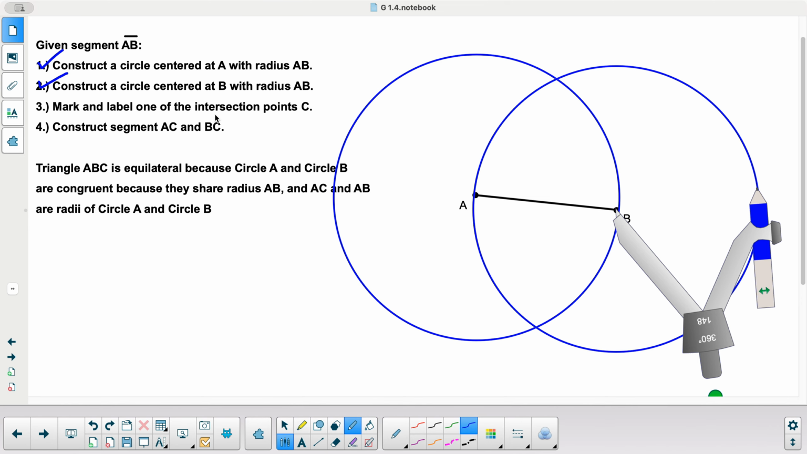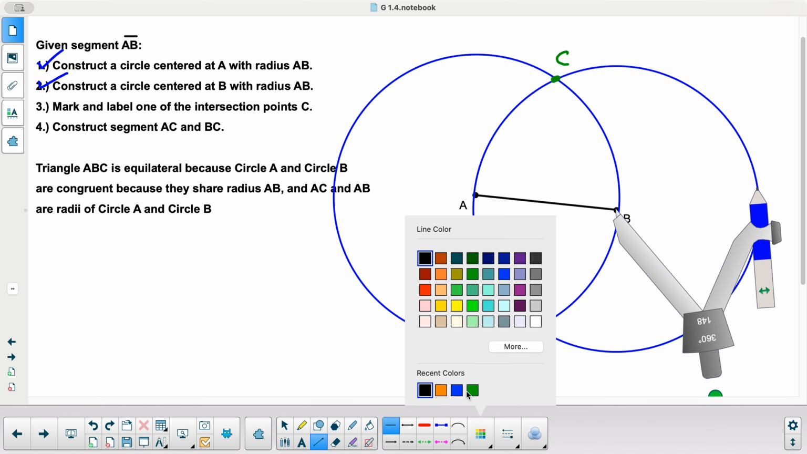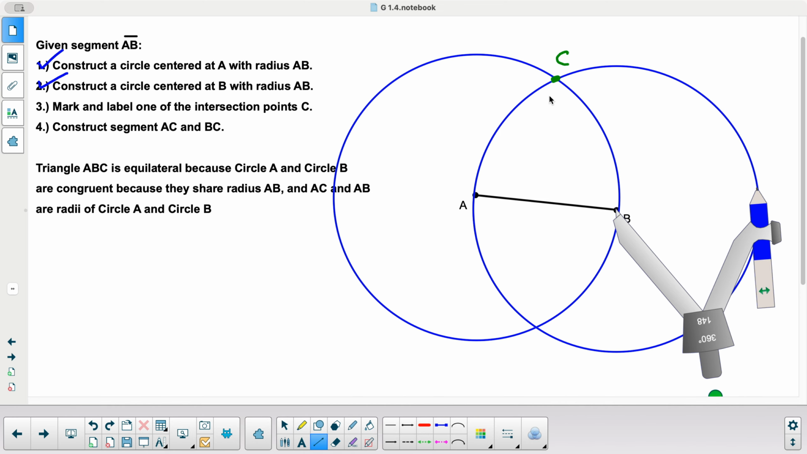Mark and label one of the intersection points C. So either intersection point. I'll go up here. I'll call this point here C. So this is similar. Yesterday, in the last lesson, we did a perpendicular bisector where we marked both these points and constructed a line right there. Today, we're going to just connect these points here, construct segment AC and BC, and we already had AB.